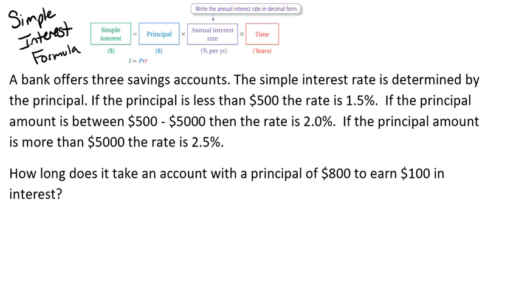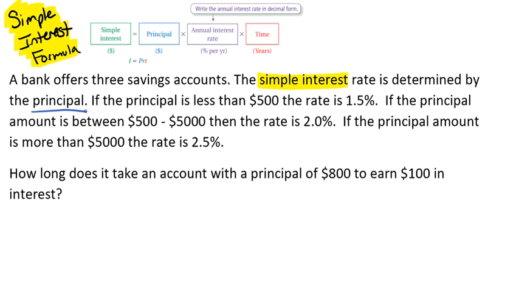In this video, we're going to be working with the simple interest rate formula, which is that our simple interest equals the principal times the annual interest rate written in decimal form times the length of time in years. So in this first example, we have that a bank offers 3 savings accounts. Our simple interest rate, and that's what tells us we're going to use our simple interest formula, is determined by the principal amount.